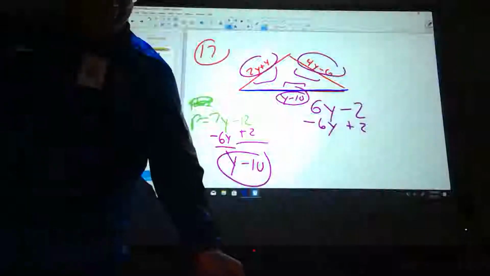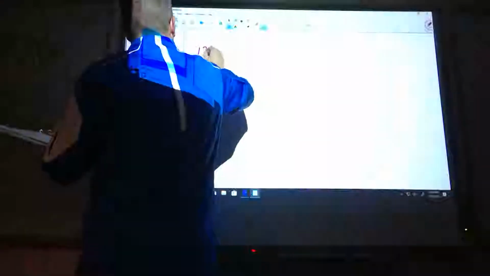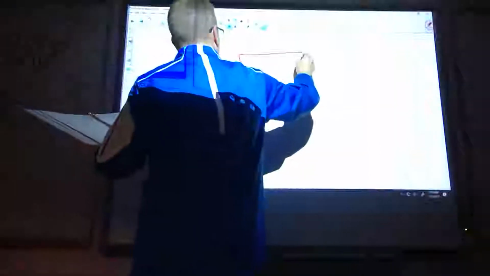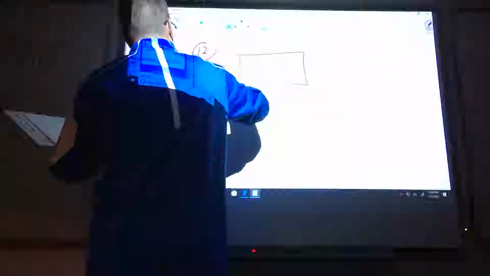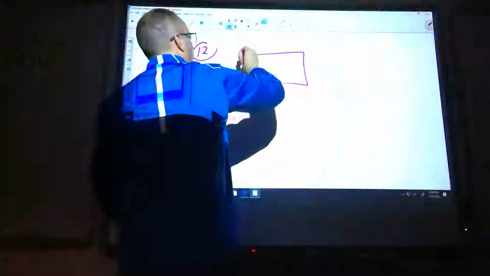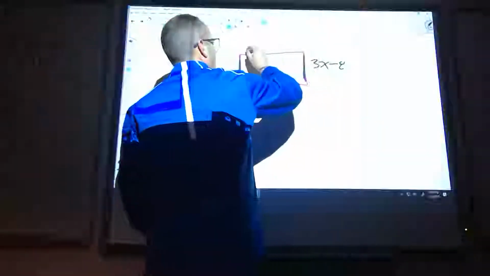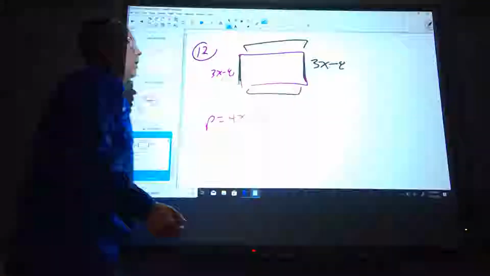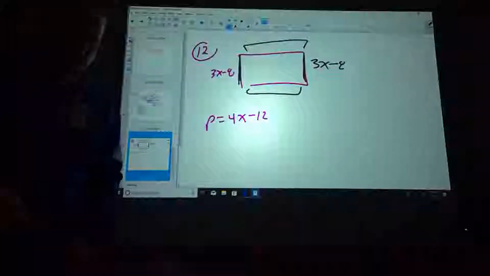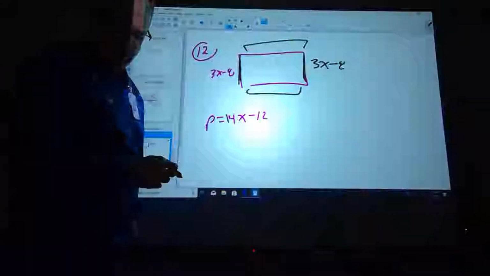So this one we have a rectangle, similar idea. Number 12, we have this rectangle. You get 3x minus 8. And then they tell us that the perimeter is equal to 14x minus 12, right? So that means the perimeter is, if I add this side and this side, I get 3x minus 8, and then I have this side and this side that I don't really know, right? Oh, 14x, thank you. Is it right now? Cool.